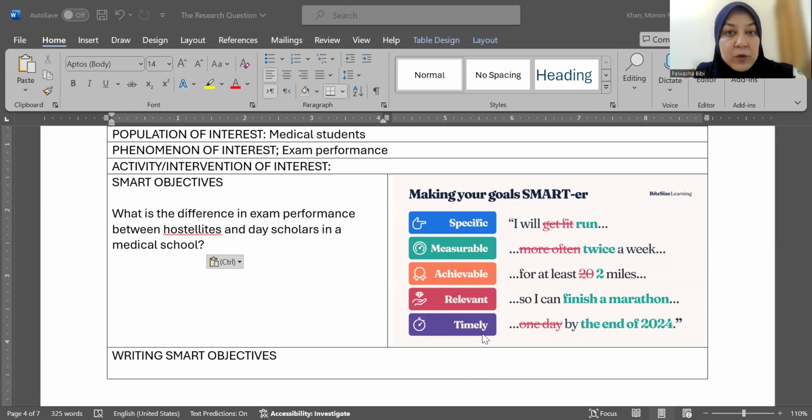by the end of 2024. This is time bound. In medicine, we say time bound. That is how you write SMART objectives. Very good, Memuna. You've also heard about SMART objectives. They have even become smarter.